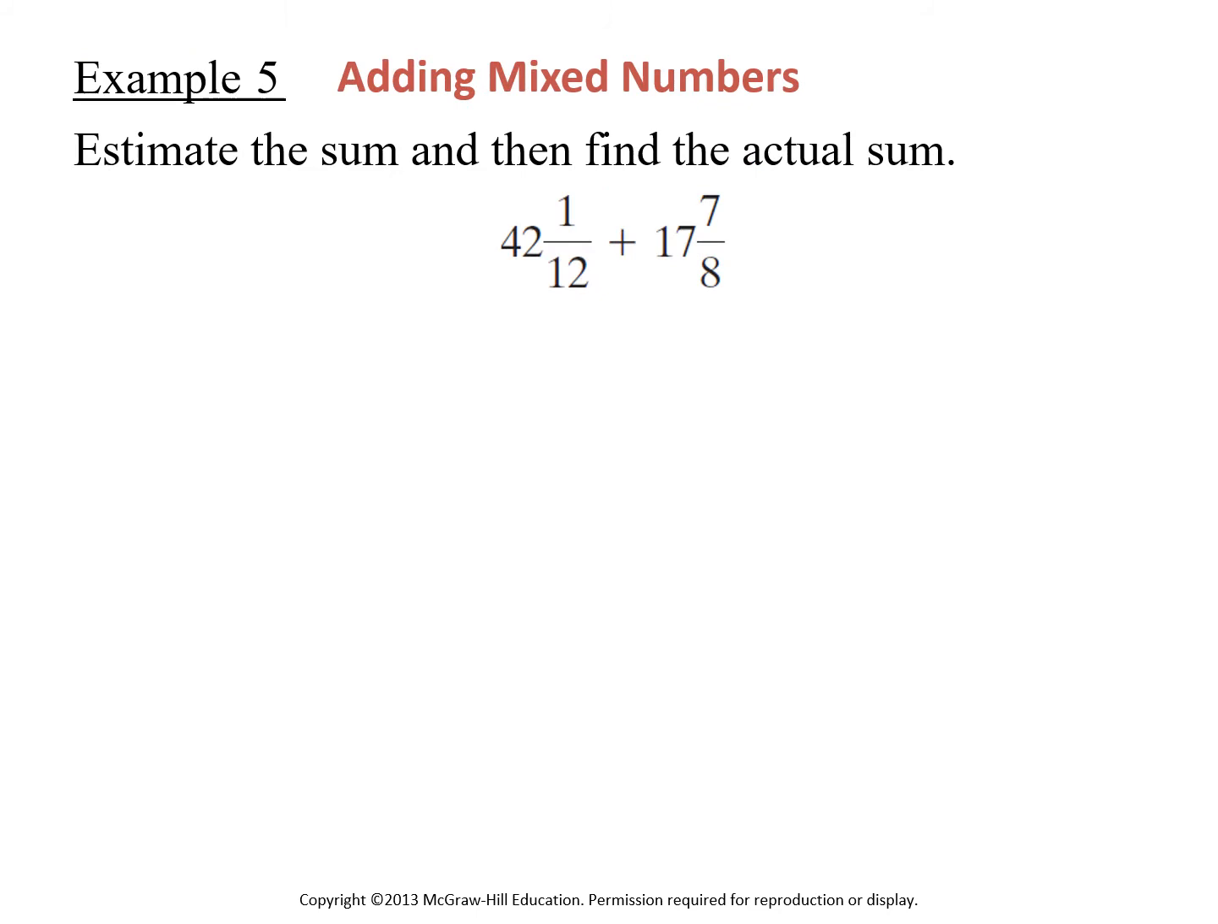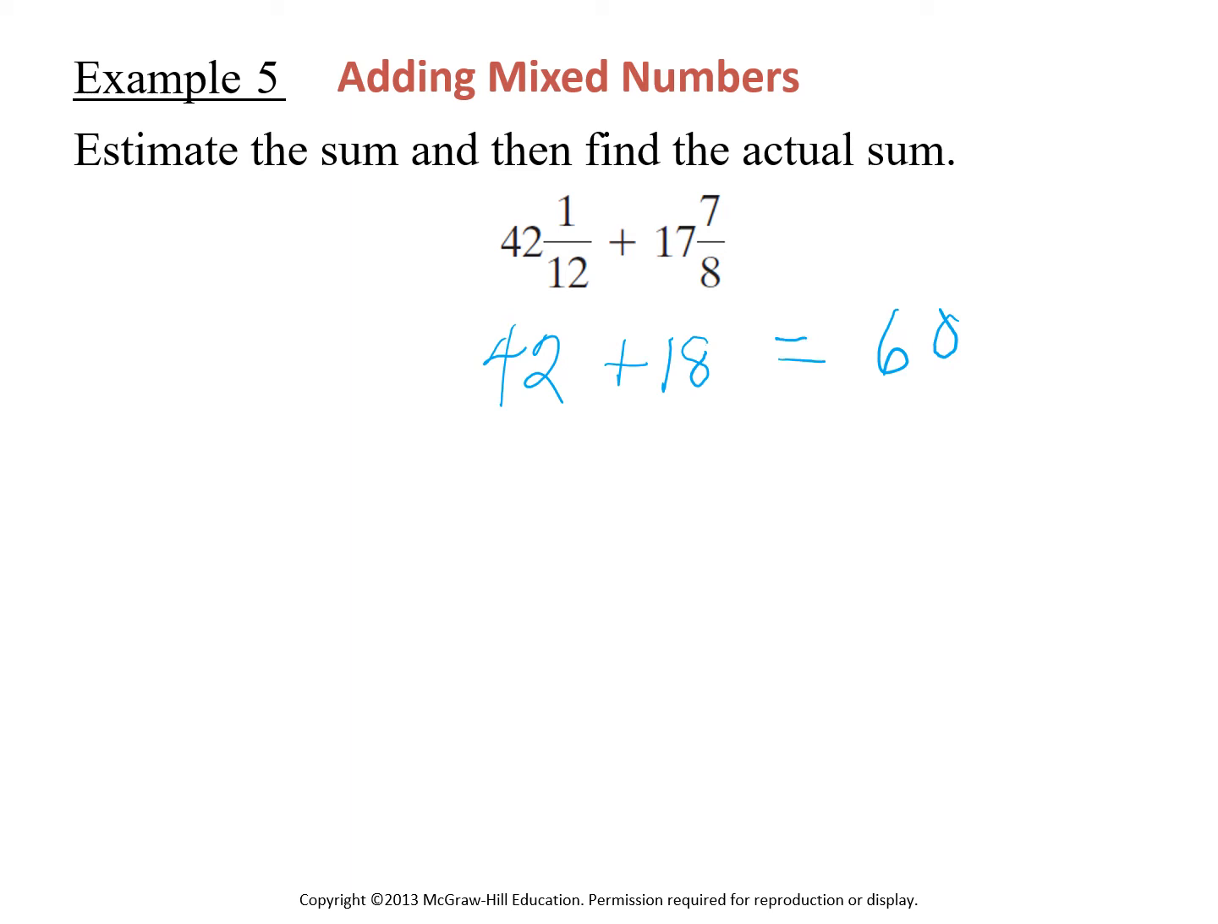Okay, so we're going to estimate the sum and then find the actual sum. So 42 and 1/12. Remember, 6/12 is a half. So this is less than 42 1/2. So we will estimate 42. And when I look at 17 and 7/8, I know 17 and 4/8 is 17 1/2. So this is more than a half. So this is going to round up to 18. So my estimated sum is going to be 60.